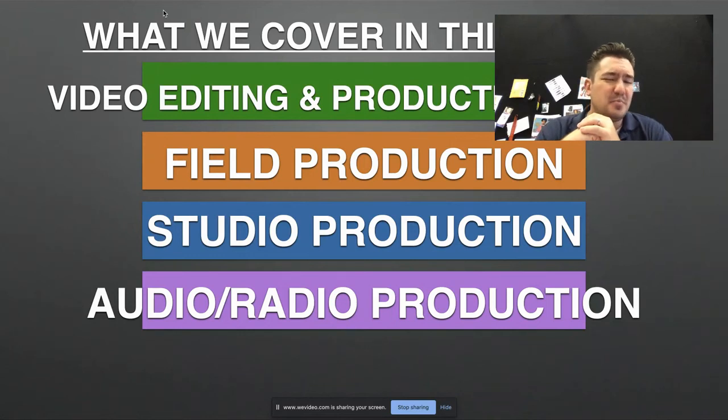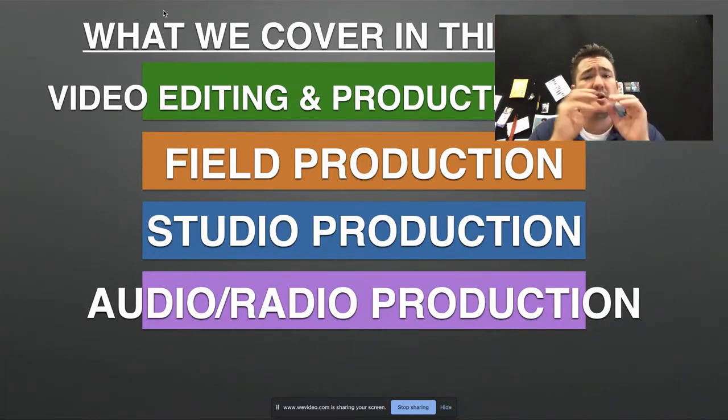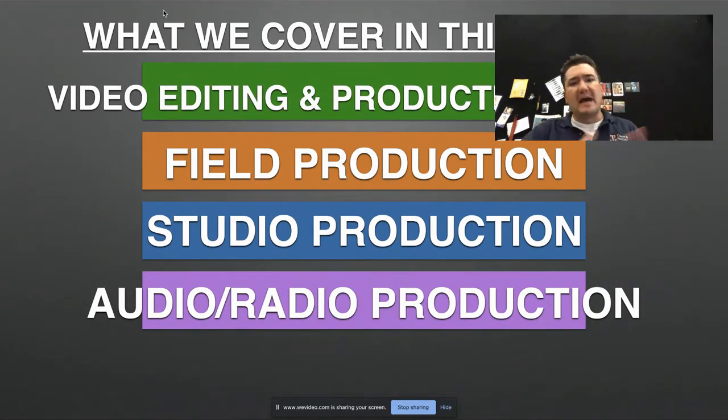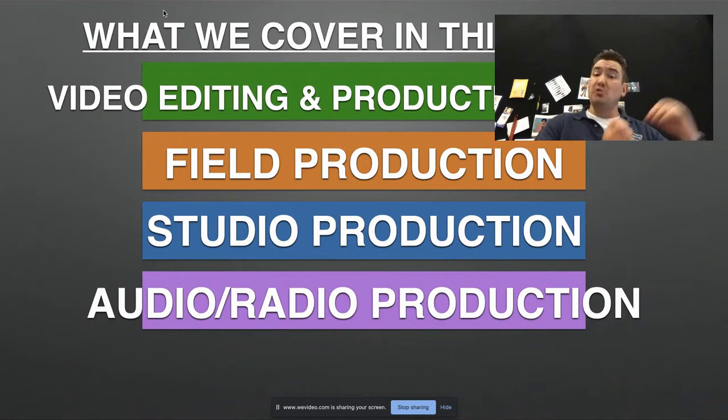But when I say field production, that means you're going outside of whatever location you start in. So in the news, field production would be you're going to take a camera, you're going to take one of our news vans and a sound guy. You two are going to go out to the scene of whatever happened. You're going to shoot an interview. You're going to create a package. You're going to come back. And that production is something you created in the field.